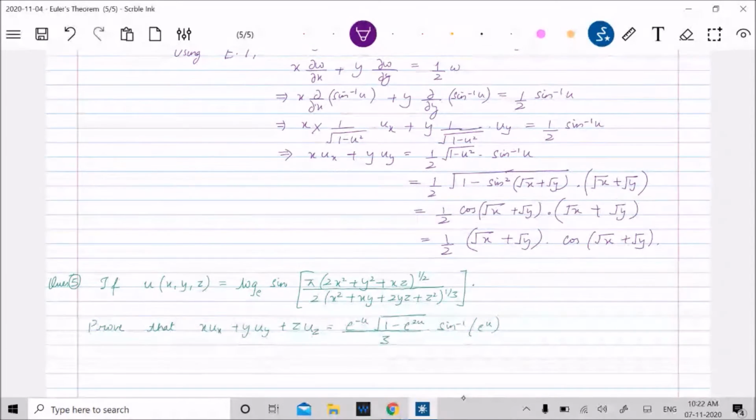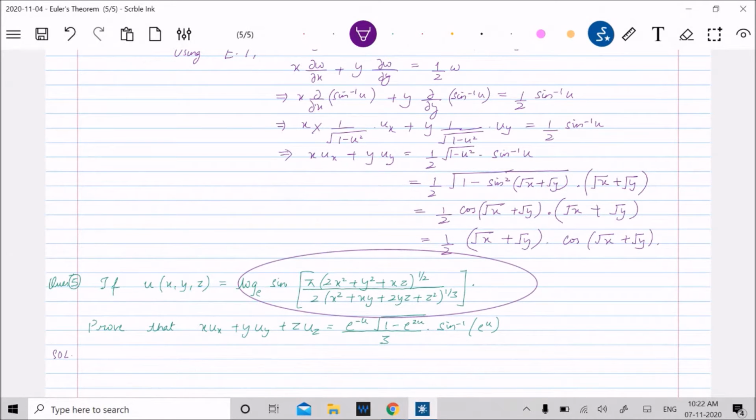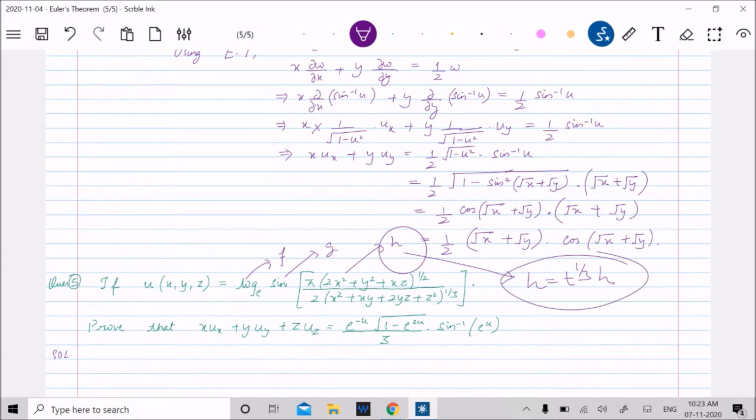So solution. Again observe that overall this function is non-homogeneous. This is of the form, this is your function f, this is your g, and this is your h, right? You can see that h is homogeneous actually. If you find the degree of h, then that will be homogeneous, and you can always express h as t to the power something times h something. That something is, I think, 1 by 2 into 1 minus 2 by 3, and that is 1 by 3. You can express h in this form, but this is non-homogeneous.